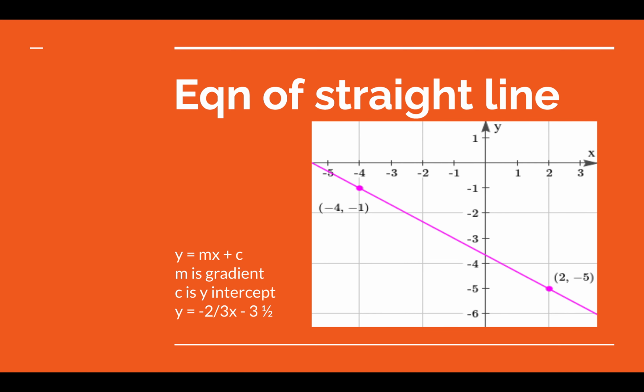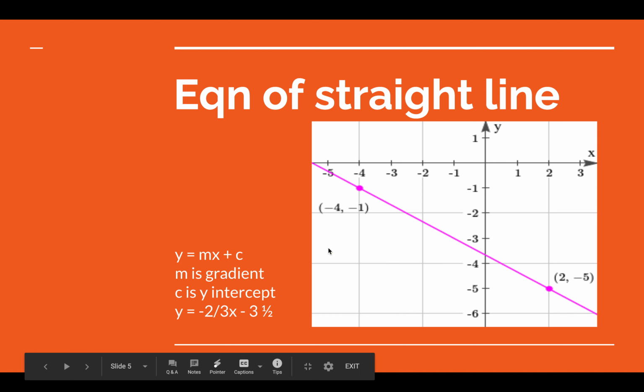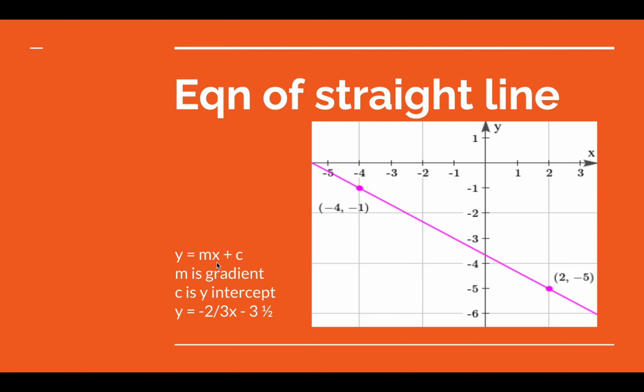Now that we know how to find the gradient of a straight line, we can derive the equation of a straight line just from knowing the gradient and any point on the graph. In general, the equation of a straight line is y is equal to mx plus c, where m is the gradient and c is the y-intercept.